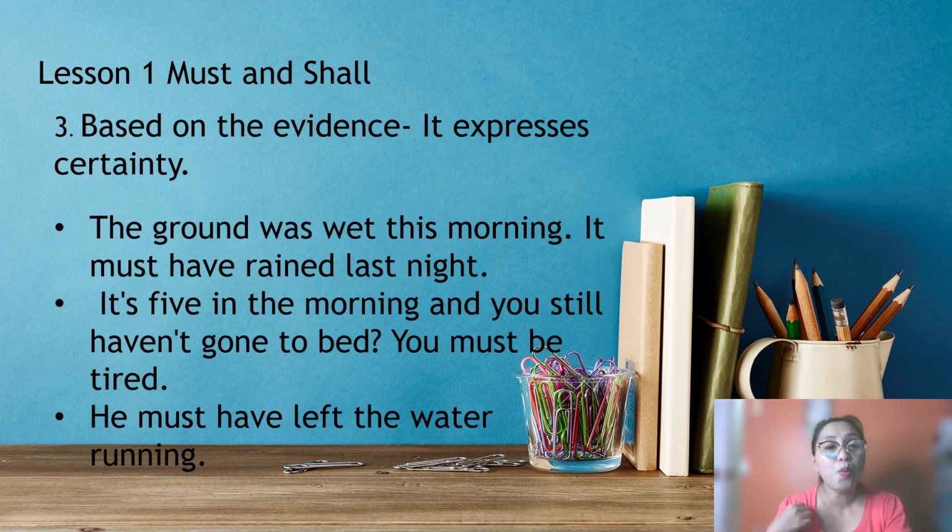Number 1, the ground was wet this morning. It must have rained last night. Number 2, it's 5 in the morning and you still haven't gone to bed. You must be tired. Number 3, he must have left the water running. So you are expressing certainty based on what you have seen, so you use the modal must.